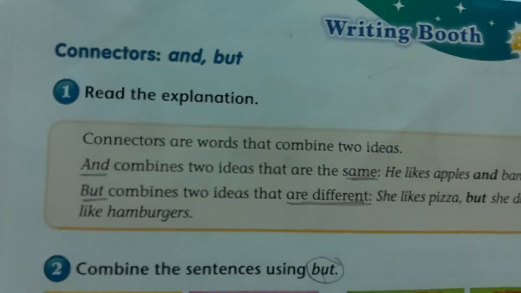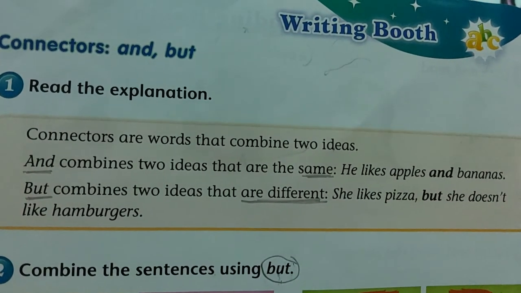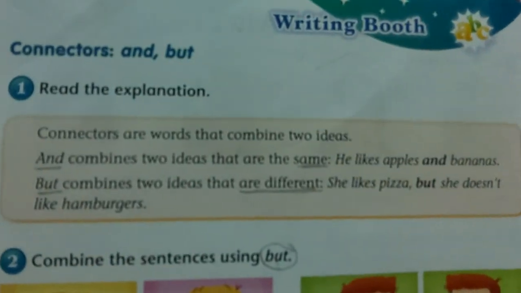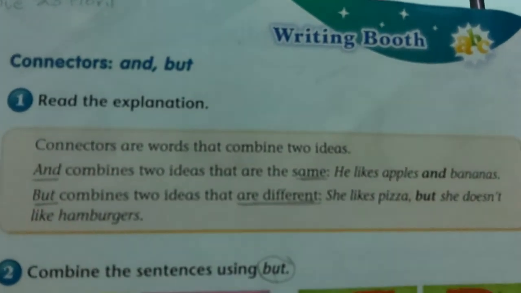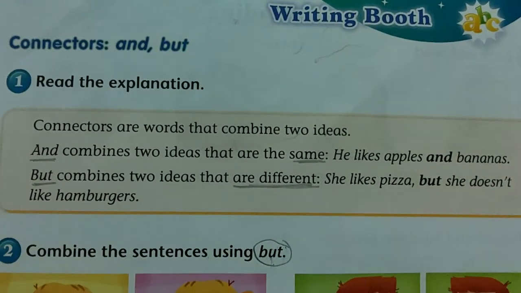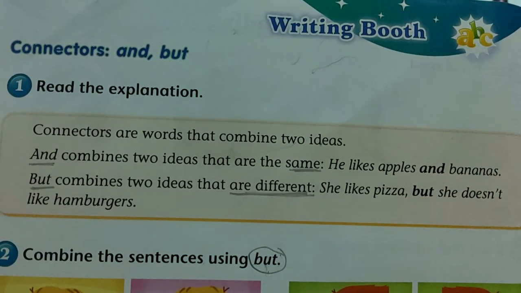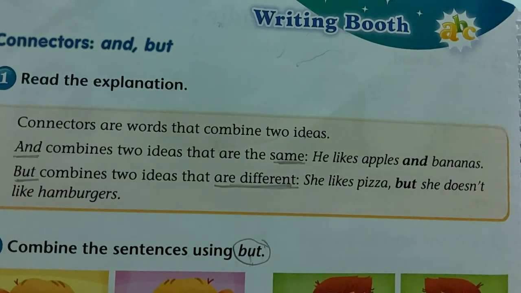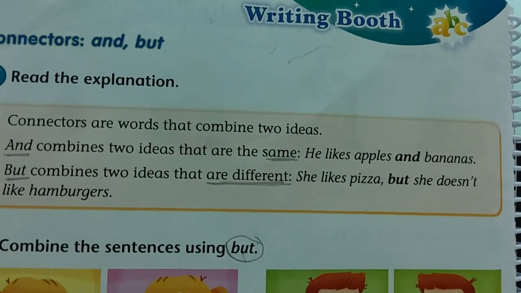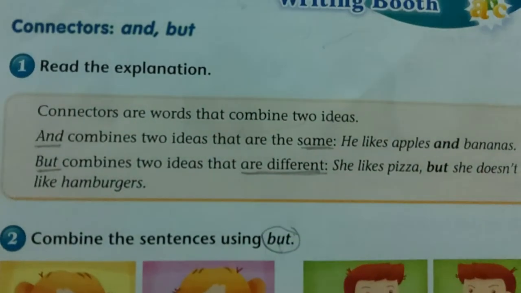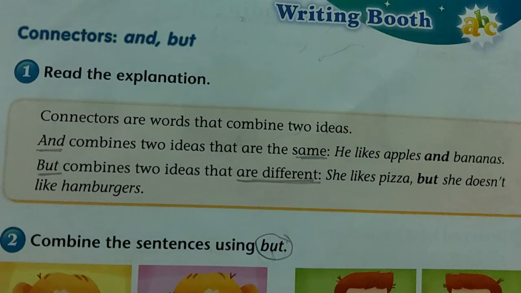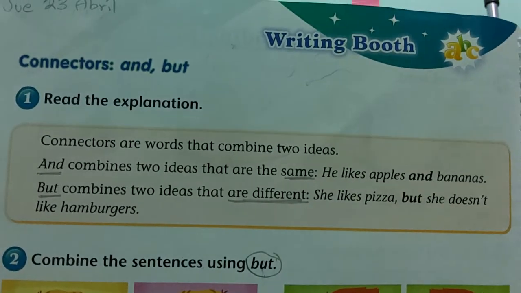I'm going to just review how the two connectors work. And is to combine two ideas that are the same. For example, apples and bananas. Okay? The idea that he likes apples and the other idea he likes bananas is the same idea. Now the other one, but, is to combine two ideas that are different. For example, she likes pizza. This is different from she doesn't like hamburger. See? The idea of liking pizza is different from not liking hamburgers. Okay? And then it's when we use the connector but. Okay, I'm going to make a pause to continue with the other exercise, okay?